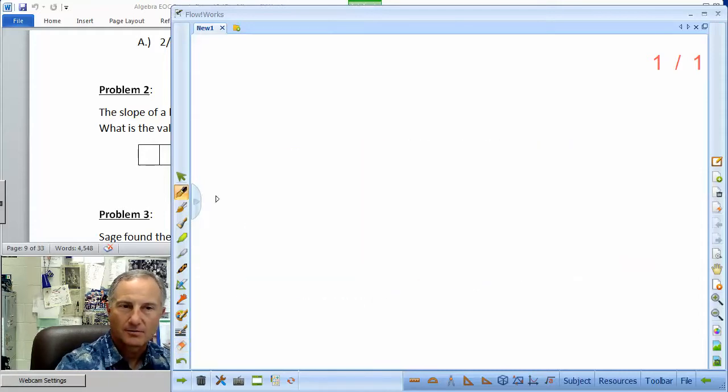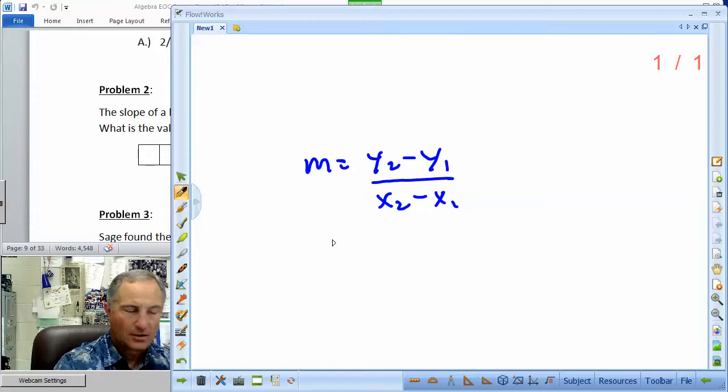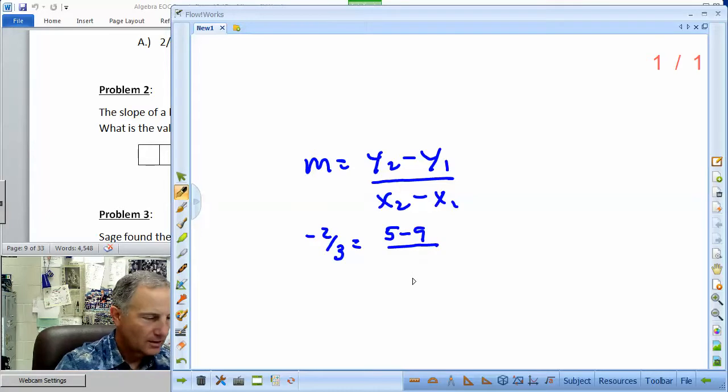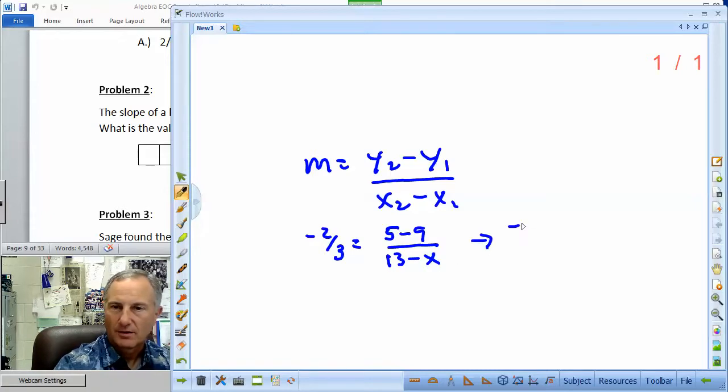Okay, so let's take a look here. We know slope is y2 minus y1, the difference in the y's over the difference in the x's. So we're given a slope here of -2/3. And that's going to equal 5 minus 9, the difference in the y's, over 13 minus x. So when I look at this, -2/3 equals -4 over 13 minus x.